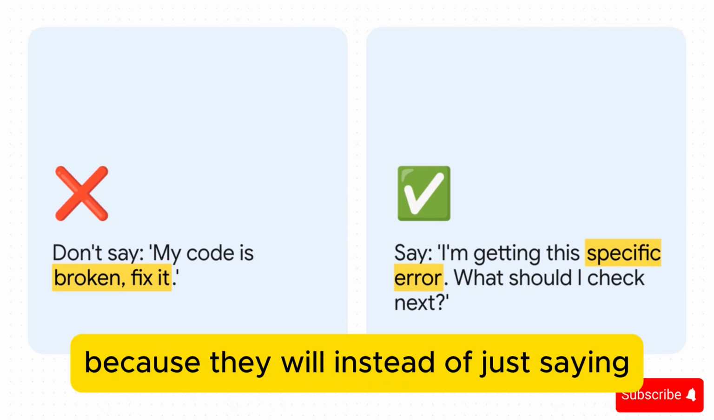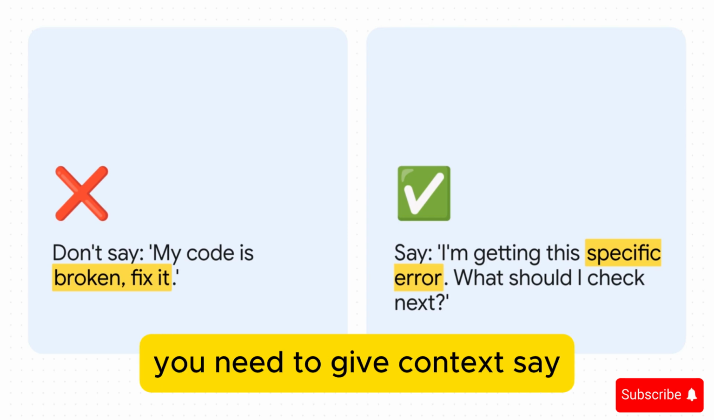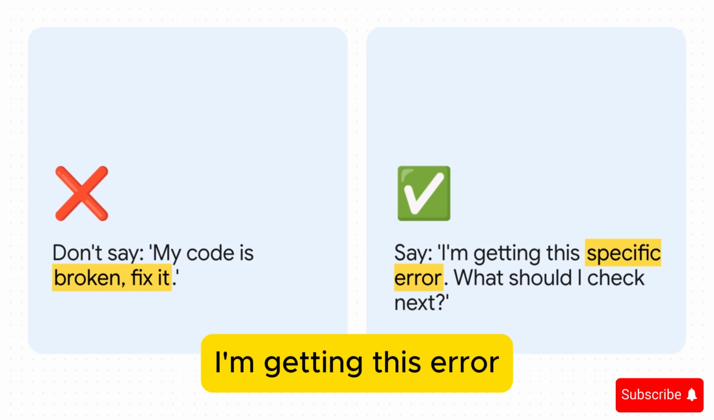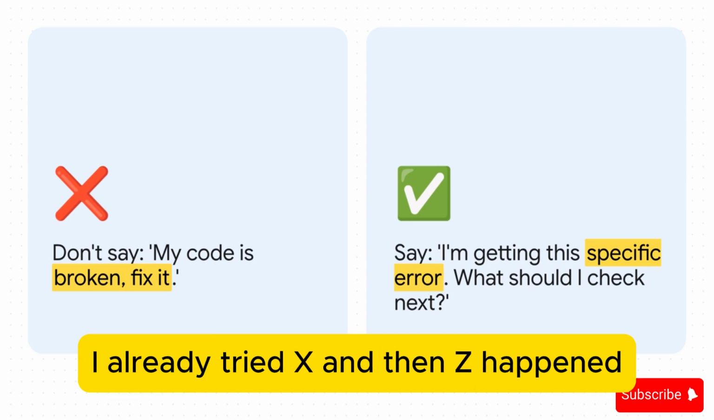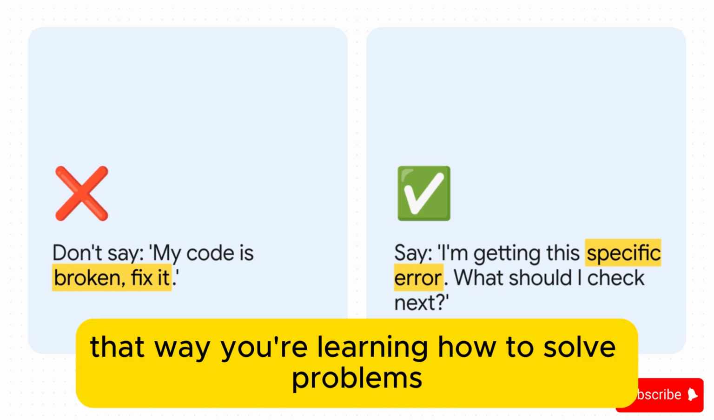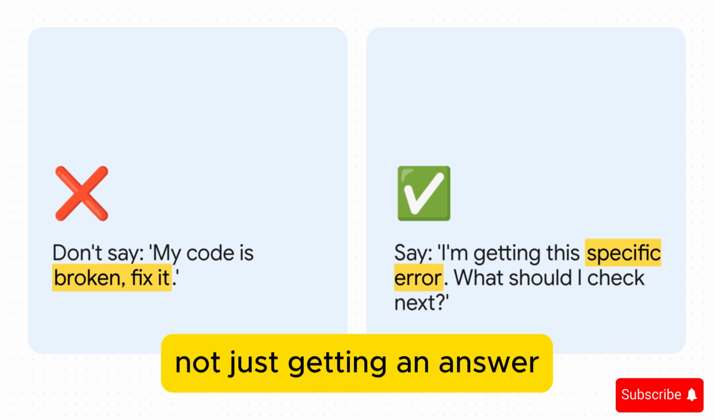And our last step, number 8, is all about what to do when things go wrong, because they will. Instead of just saying, my code's broken, fix it, you need to give context. Say, I'm getting this error, I already tried X, and then Z happened, what should I check next? That way, you're learning how to solve problems, not just getting an answer.